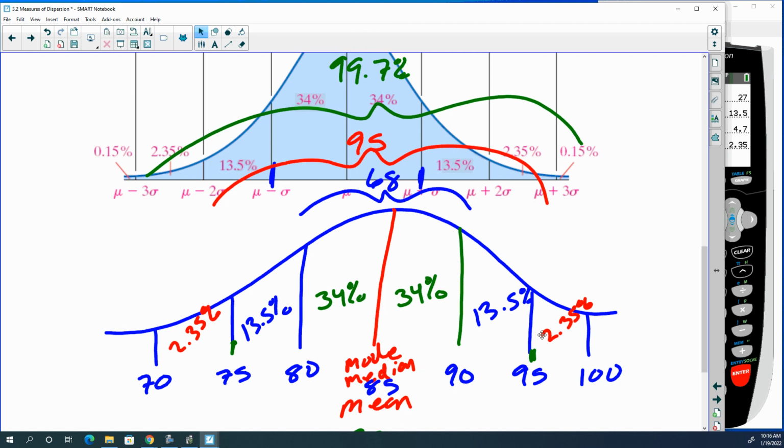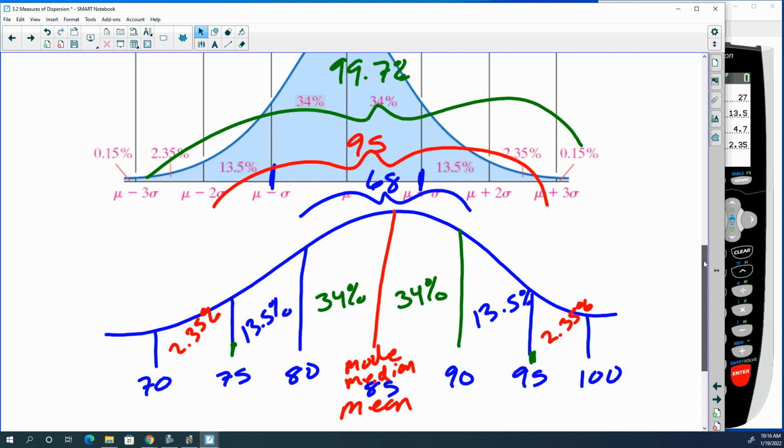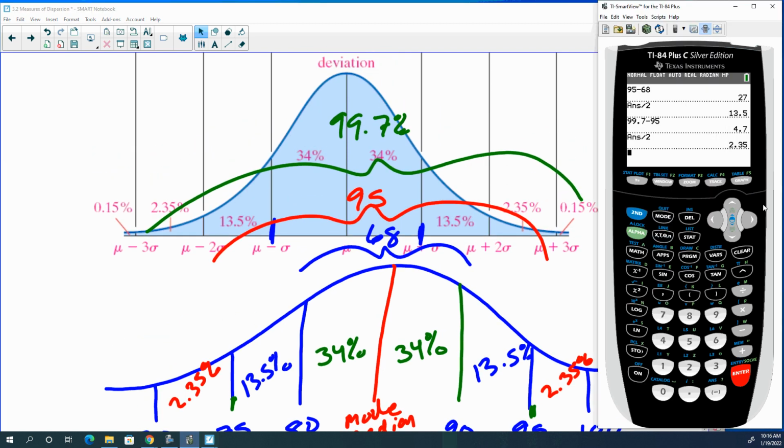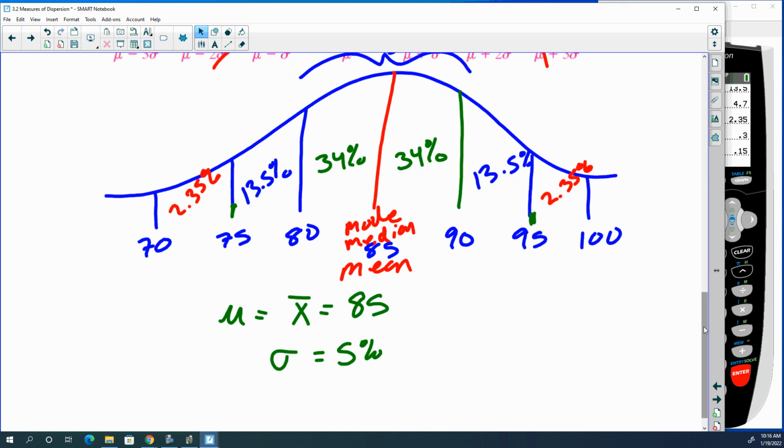And then these last little tails over here, because everything has to add up to 100%, I'm only at 99.7, so if I did 100 minus 99.7, I still have 0.3 left. If I divide that by 2, I would expect 0.15% to have a score less than 70% on the test, and 0.15% to have greater than 100% on the test. So maybe the teacher offered extra credit.